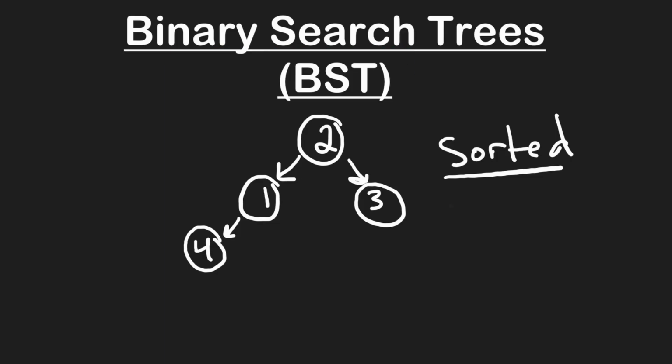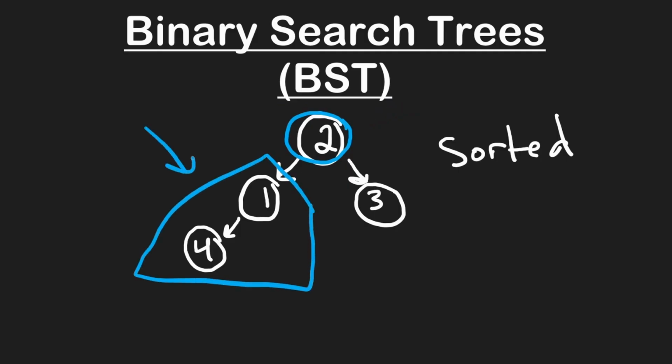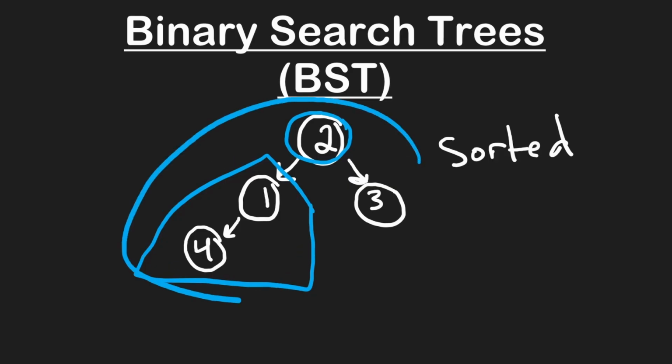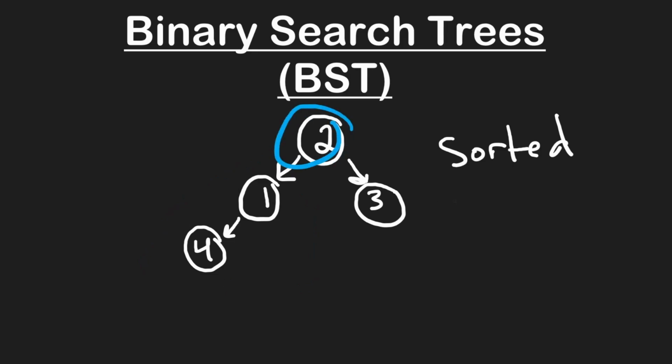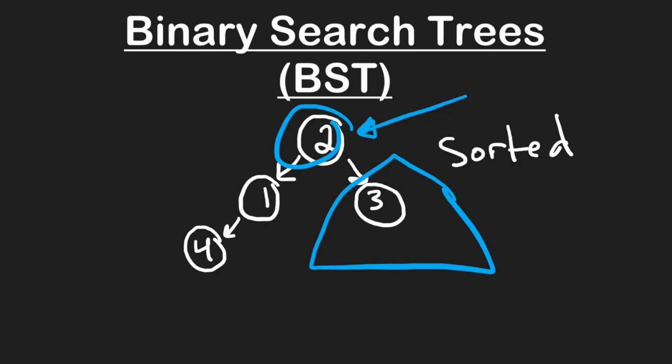So what is that sorted property? Well, it's very simple. For every single node in the tree, the guarantee of BSTs is that every single node in the left subtree, we call this a subtree. This entire thing is the BST, but this is a subtree. Everything in the left subtree has to be less than the root value, and every single node in the right subtree has to be greater than the root value.